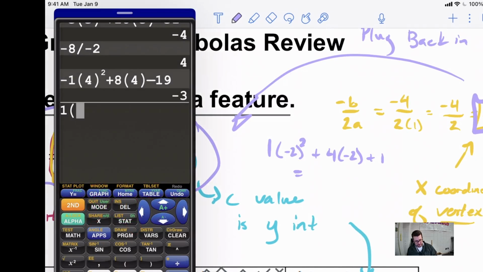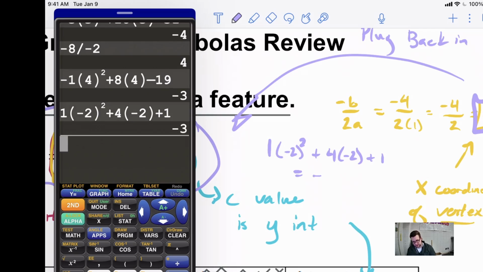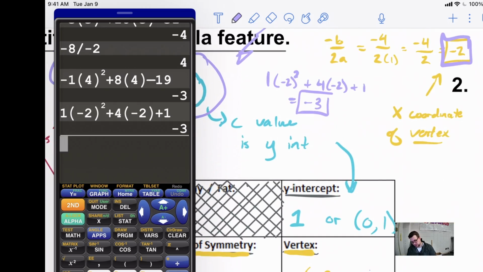So we're going to have 1, parenthesis, negative 2, to the second power. Then we're going to say plus 4 times negative 2 plus 1. And when you hit enter, we get a -3 out. Now that -3 is the y coordinate of our vertex, so we can put that in over there.